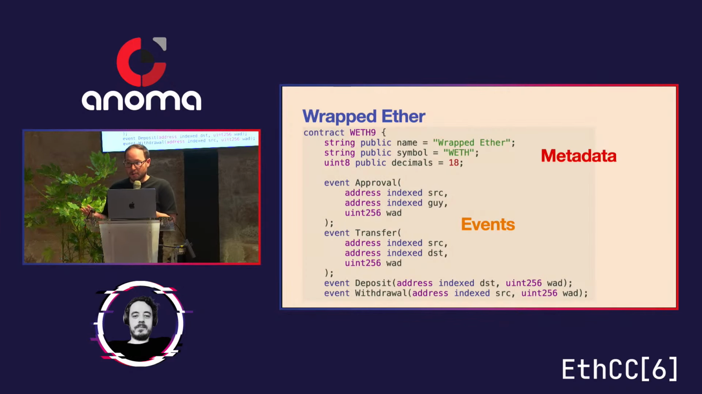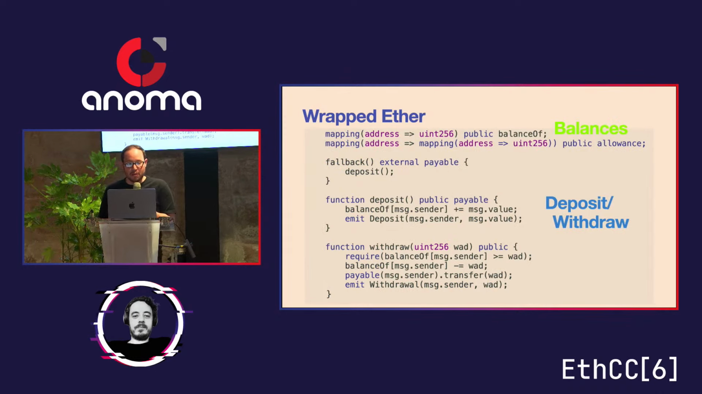The contract is actually simple enough that we can cram it into 4 slides here. It's a little over 50 lines of code, so we can speed run it quickly here. You can see we have ERC20 metadata. We have some standard ERC20 events. We've got a mapping for balances and a nested mapping for allowances. The really interesting stuff are the next 3 functions here: fallback, deposit, and withdraw.